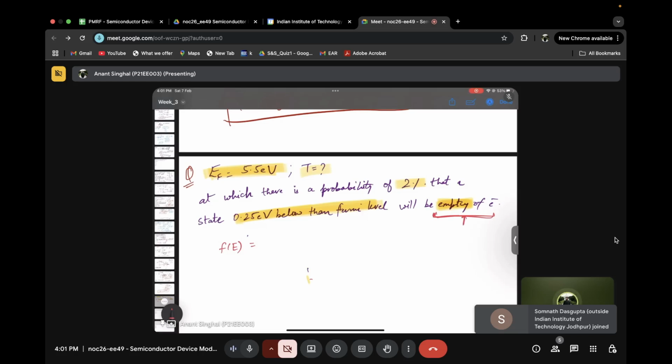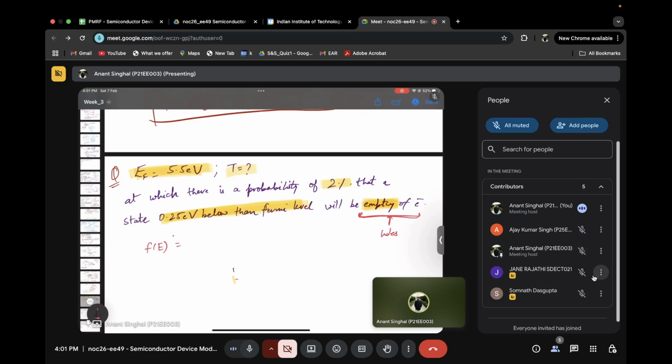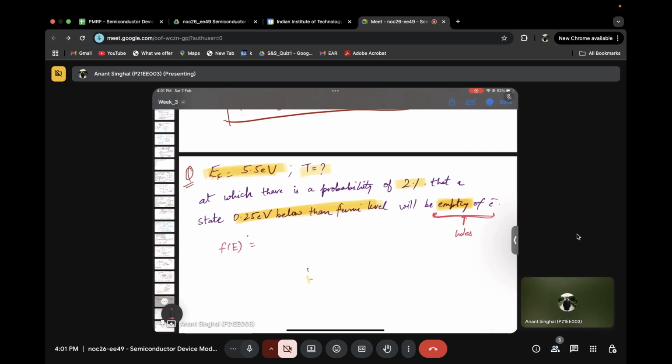Empty of electron means holes, right? So it would be occupied with holes. So what is 2%? Again, my question is what is 2%? 2% is the probability that it is occupied with holes. Exactly. So 1 minus Fe is 2%.